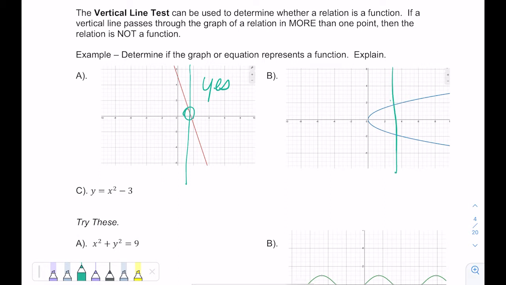However, in B, it goes through more than one place. So no, this is not a function because at each of those points that I circled, they would share exactly the same x value. As you can see, like here and here, both of those x values would be 6 comma whatever the y value is, and then this would be 6 comma whatever the y value is. So the x's are exactly the same.